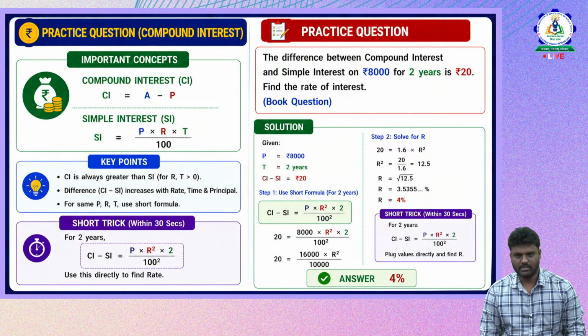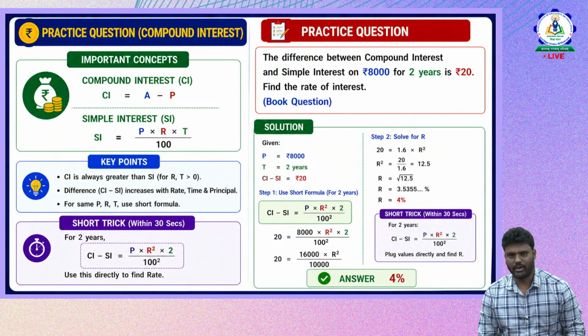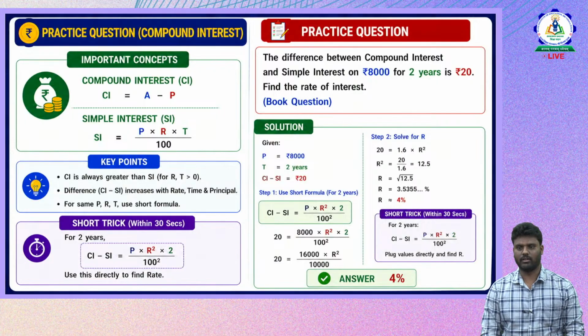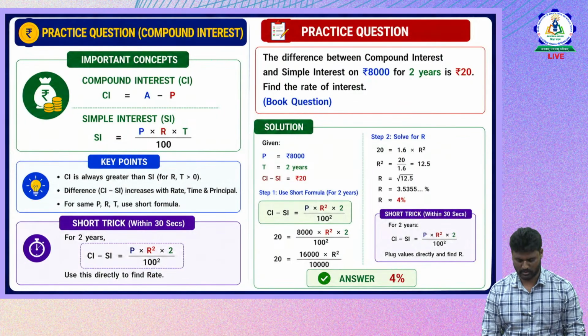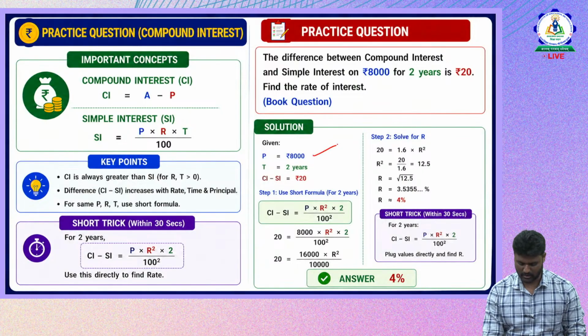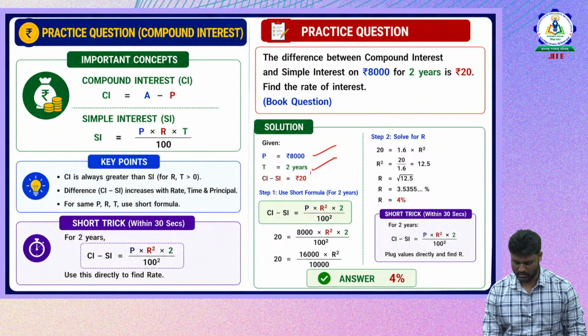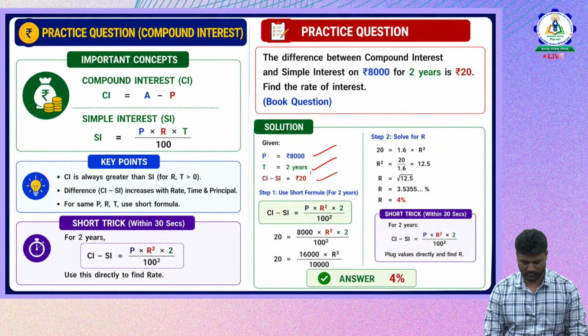The next question is: the difference between the compound interest and simple interest on 8,000 for 2 years is 20 rupees. Find the rate of the interest. The given principal amount is 8,000. The time they have given is 2 years. The difference between the compound interest and simple interest is 20 rupees. Now we need to identify the rate of interest.